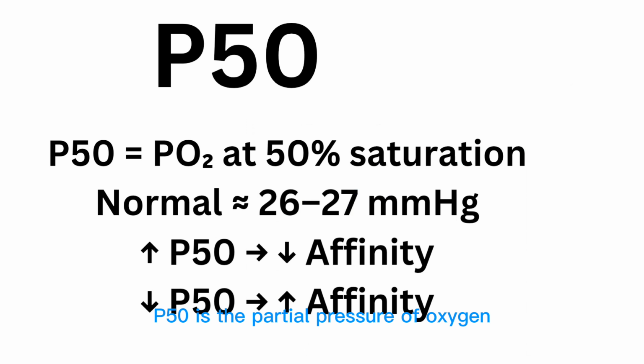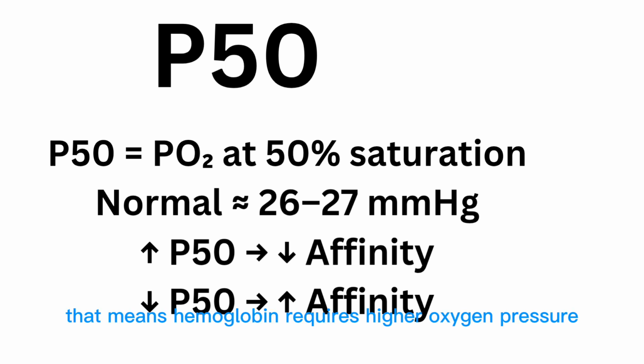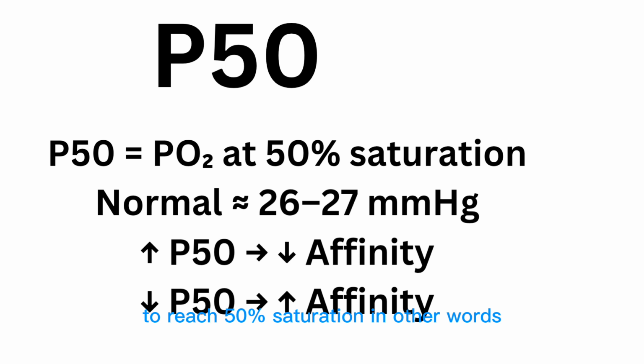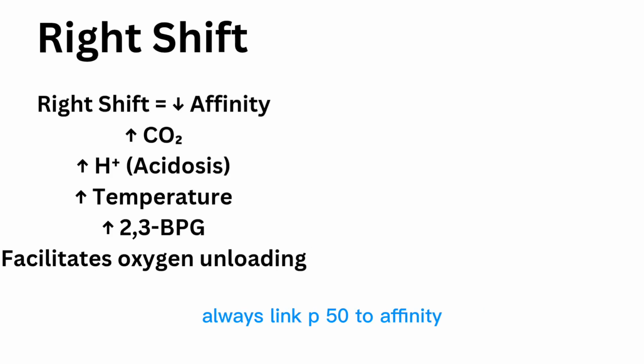P50 is the partial pressure of oxygen at which hemoglobin is 50% saturated. Normally, it is about 26 to 27 millimeters of mercury. If P50 increases, that means hemoglobin requires higher oxygen pressure to reach 50% saturation. In other words, affinity has decreased. If P50 decreases, affinity increases. This is extremely important for exams. Always link P50 to affinity.